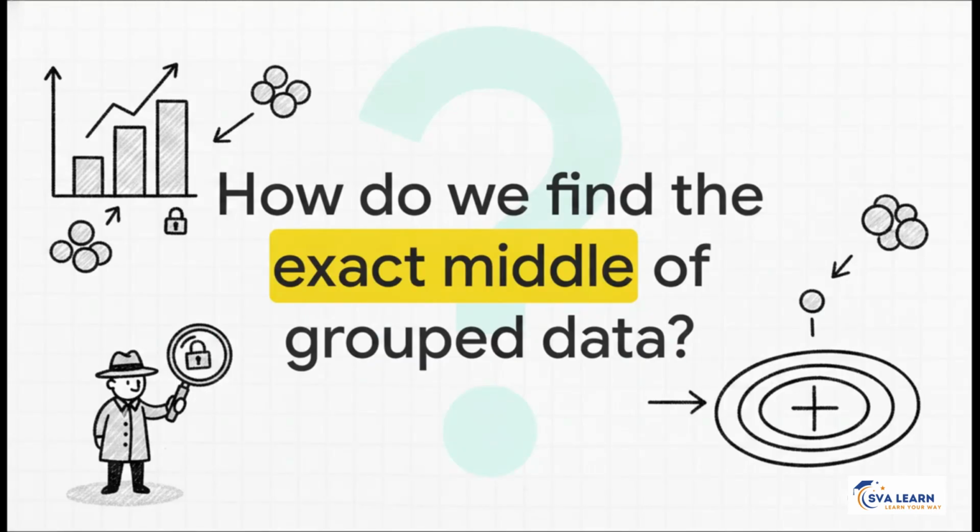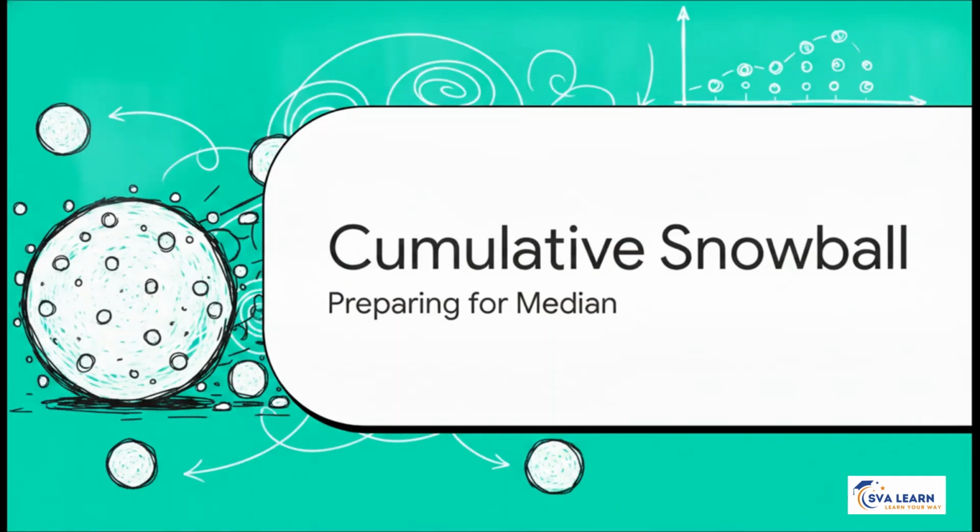All right, so the mode finds the most popular value. But as a detective, sometimes popularity doesn't matter to you. Sometimes you need to find the exact dead center middle of your data, the 50th percentile. So how on earth do we find that when the data is hiding inside groups? That takes us to Section 3, the cumulative snowball, preparing for the median.